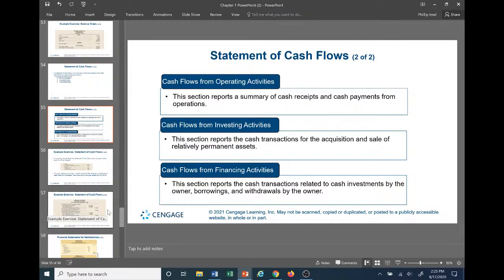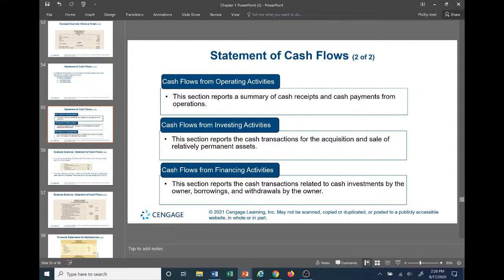Cash flows from operating activities: this section reports a summary of cash receipts and cash payments from operations. Items in the operating activity section of the statement of cash flows are going to be based upon income statement accounts, income statement activity. Because remember, operations are reported through the income statement. So obviously, cash flows from operating activities can be based on the activity from the income statement.